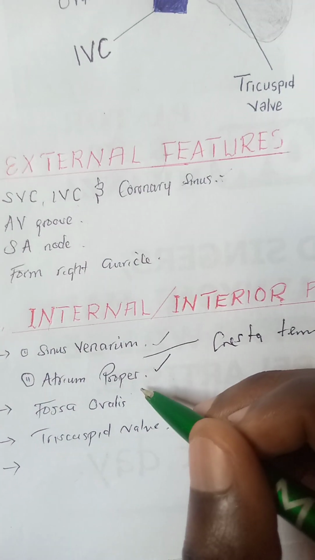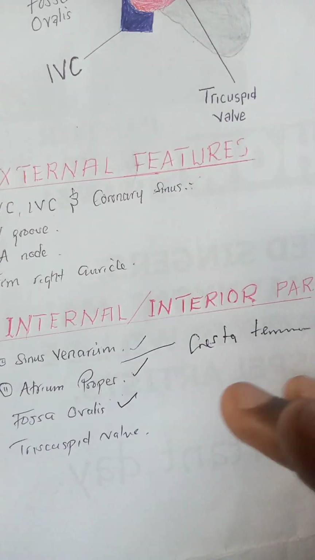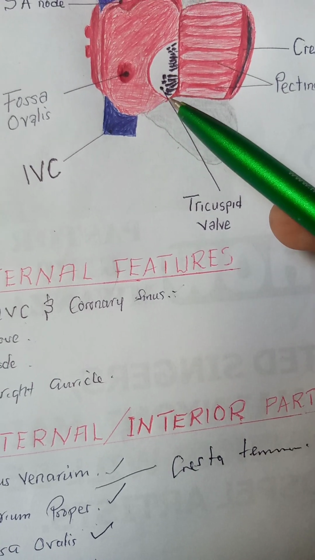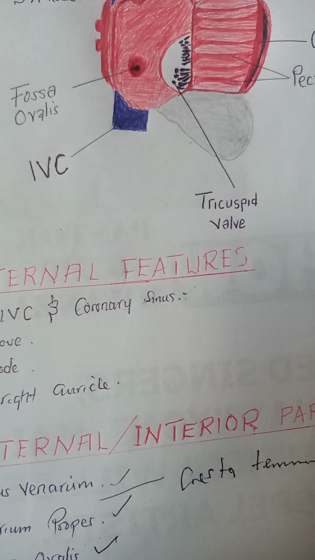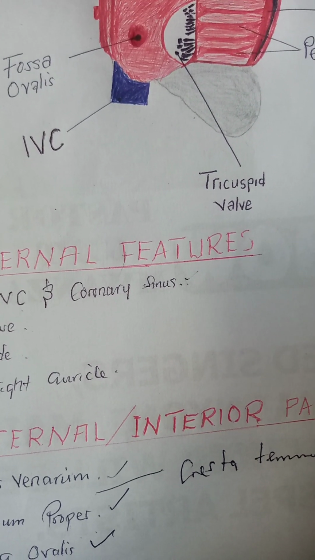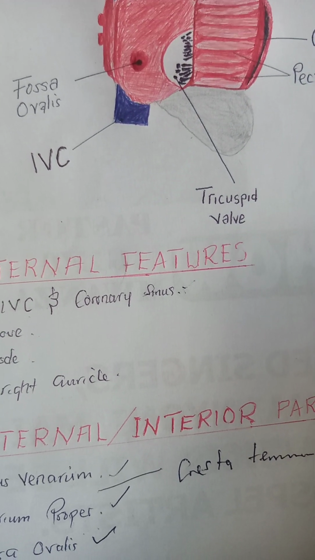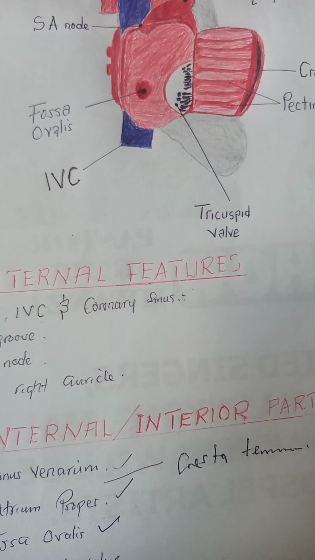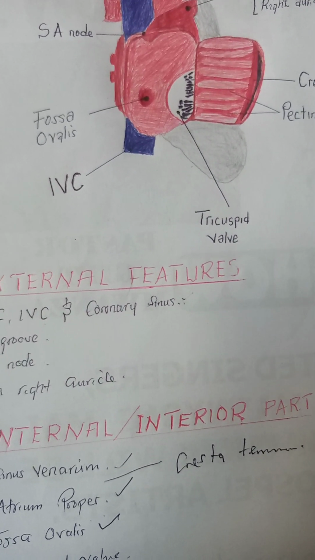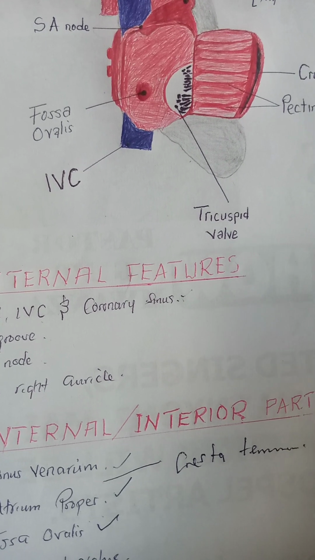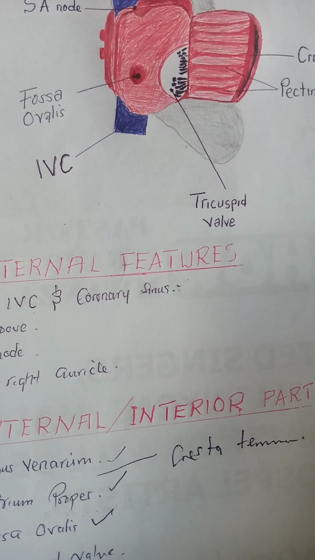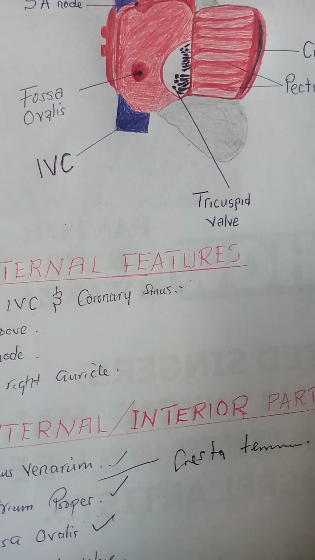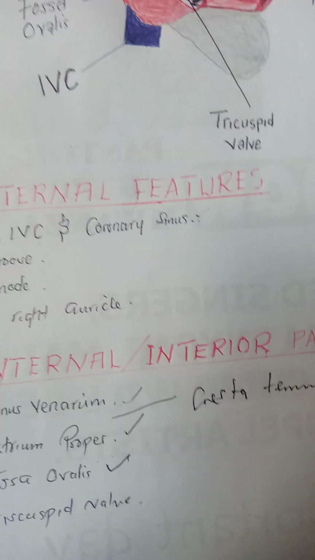Then the next part we'll talk about will be the tricuspid valve. The tricuspid valve is found on the interior aspect of the right atrium, and it prevents the regurgitation of the blood as it goes to the right ventricle. Or in other words, we can say they prevent the backflow of blood. I think this is a simple word we can use.